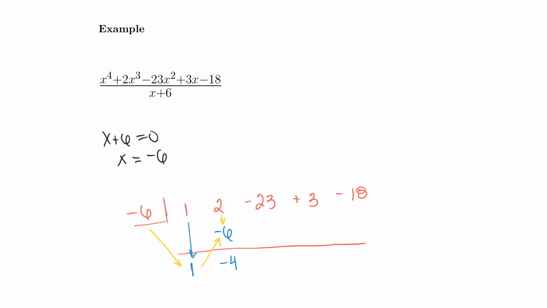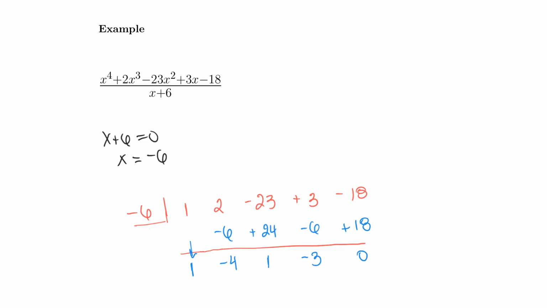And then we do the exact same process. We have minus 4 times minus 6. That will be positive 24. Then minus 23 plus 24, that's just 1. Then 1 times minus 6 will be minus 6. 3 minus 6, that will be minus 3. Minus 3 times minus 6 will be plus 18. And minus 18 plus 18 is 0.